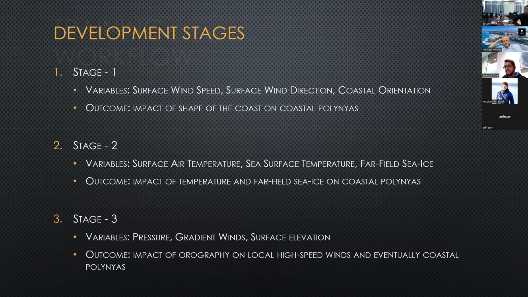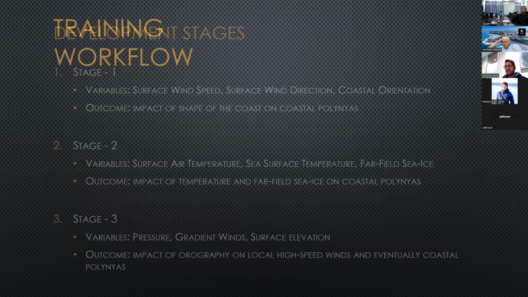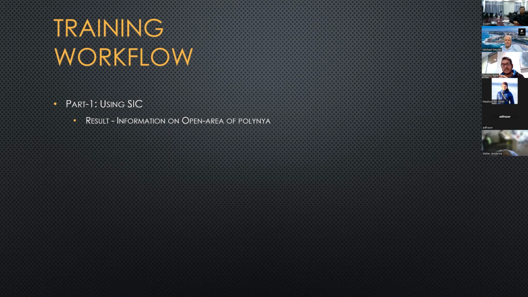So for each stage, we will be doing model training in two separate parts. Part one is by using sea ice concentration. This will give us information on just the open area of coastal polynya. So we can predict the occurrence and size of just the open area. Part two is by using sea ice production. So this will give us information on the intense sea ice production area of coastal polynyas. So we can predict the occurrence and size of sea ice production areas.